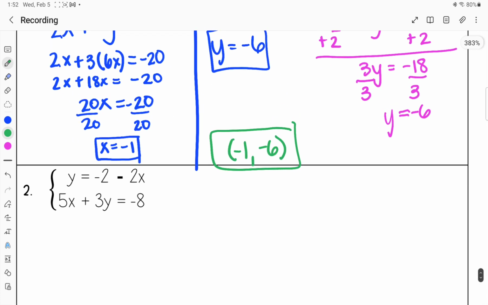All right. Again, we're looking to see if one of them has been solved for y. This one has been solved for y. It doesn't say y equals 12. It tells me anywhere I see a y, I'm going to replace that y with -2 minus 2x, because that's what y equals. Y equals this whole thing right here.